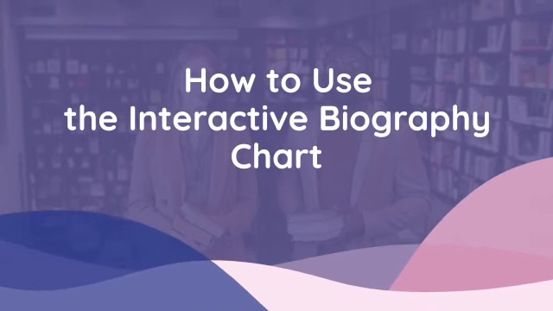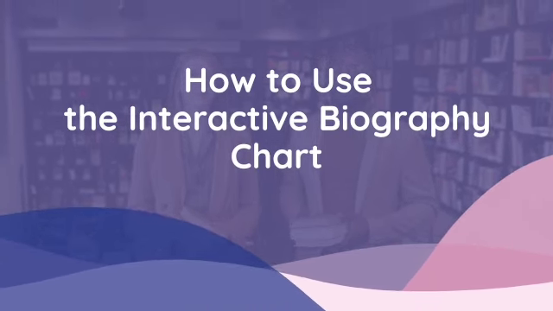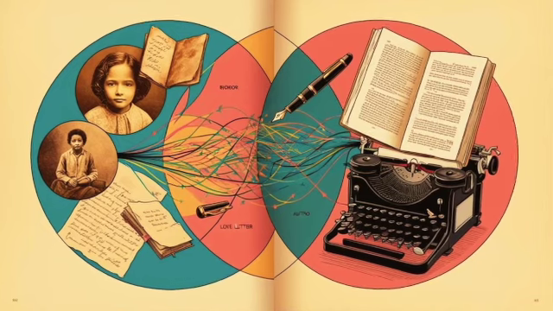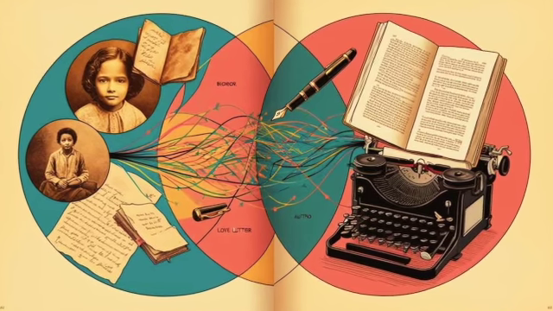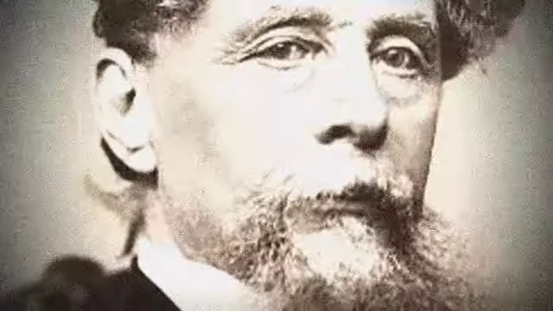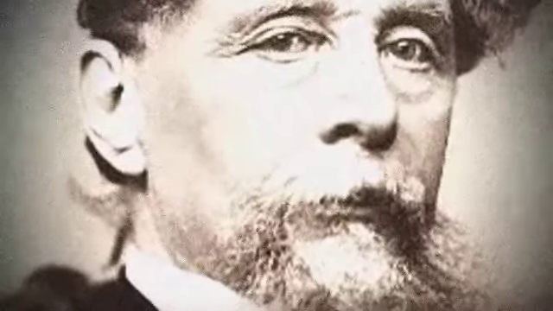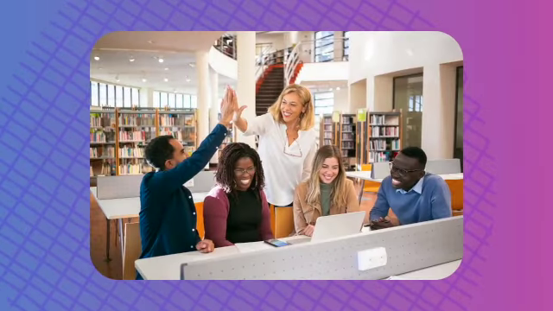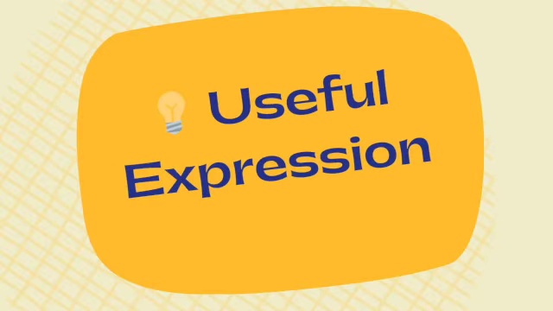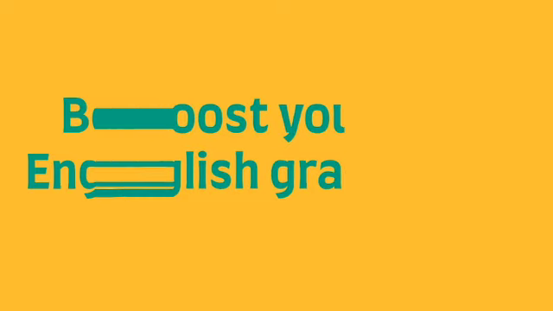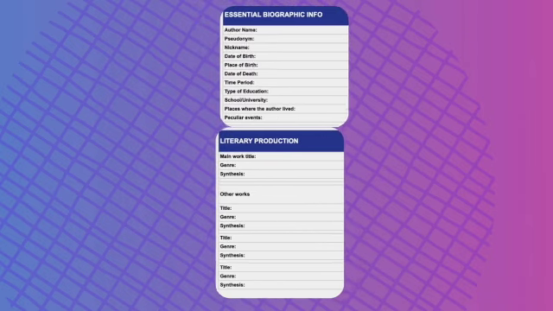In this video, we'll demonstrate how easy it is to use an interactive biography chart to explore the life and works of a famous author. To do so, we're focusing on Charles Dickens, one of the most celebrated writers in English literature. By the end of this tutorial, you'll understand how to fill out the chart step by step, use helpful phrases to discuss an author's biography like a pro, and gain new insights into presenting biographical information effectively.